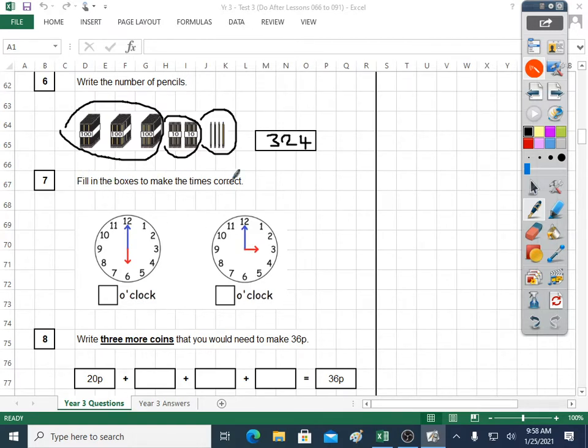Fill in the boxes to make the times correct. Something o'clock, that's 6 o'clock. The long hand does the minutes, the shorthand does the hours, 6 o'clock. And this one, shorthand does the hours, 3 o'clock. 6 o'clock and 3 o'clock.